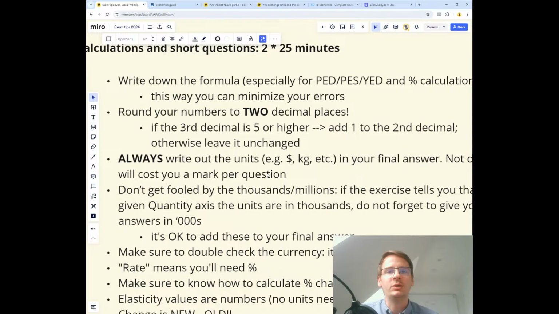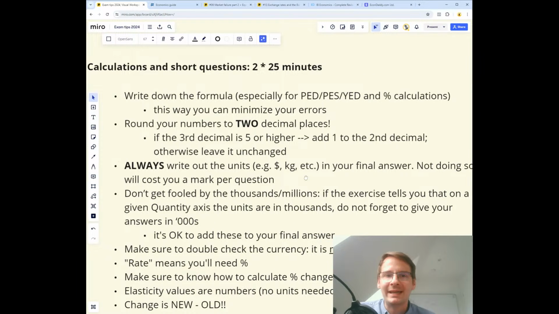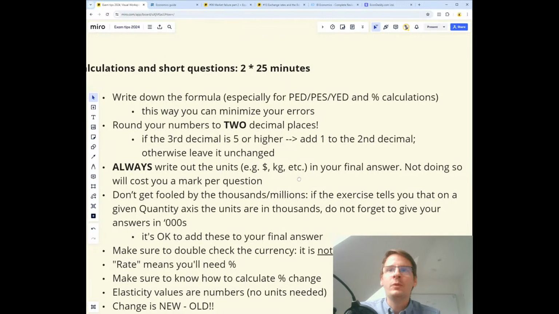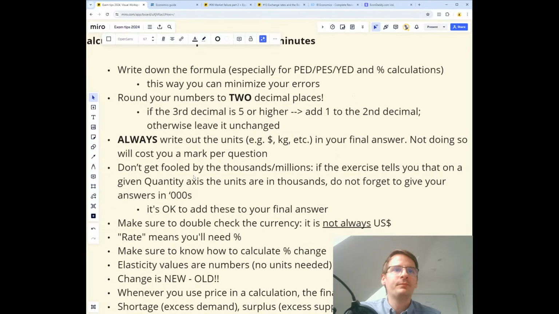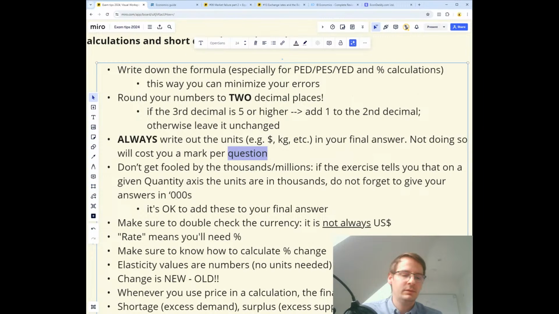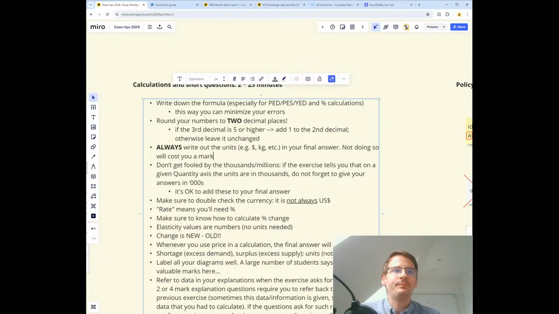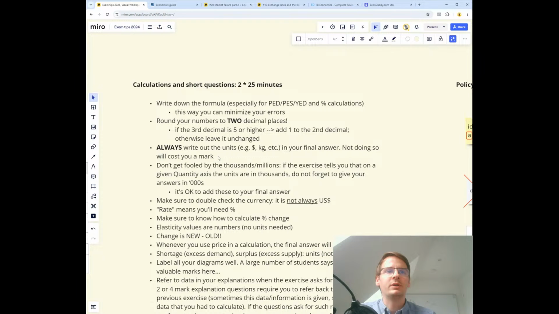Always check the units, okay? Whether you're providing the dollars or the kilograms or whatever else is in the question in your final answer. This is not required in the working. So when you are working out your answer, you don't need to put the units in. But for the final answer, you have to, otherwise you're going to lose a mark. Not doing so will cost you a mark, not per question, but a mark for the whole exam. In the past, it used to be per question.